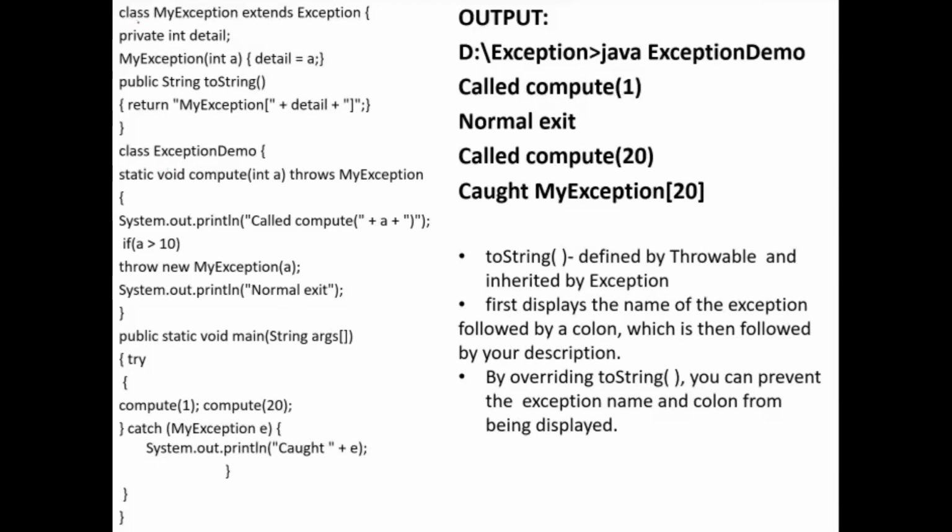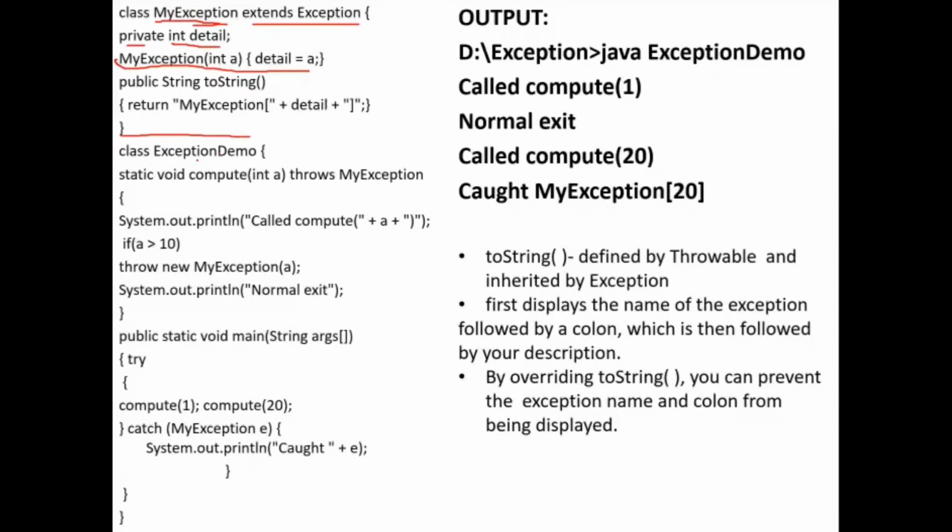This is also one example of own exception creation. Here I have created my own exception. If you are creating any exception on your own, it must be a subclass of the Exception class or Throwable class. That's why this extends Exception. Within this class, MyException, I have one private data member, so I cannot access this private data member from outside. Then I have one parameterized constructor, and then the toString method, which I have overridden.